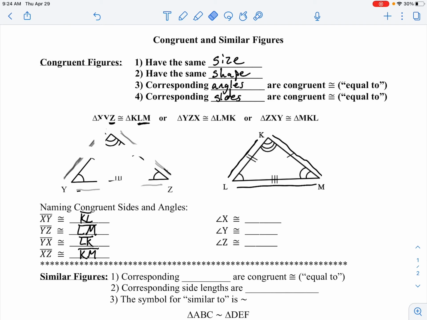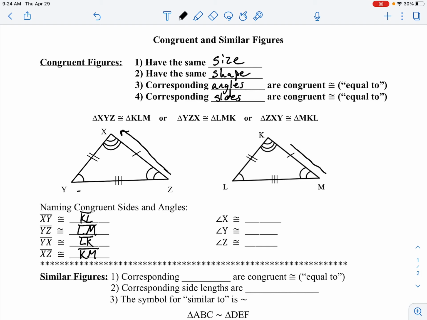Alright, so just remember that when you are saying what is congruent to what, you have to name it in the same order. So once again, if this was asking about side ZX going this way, then we would say that the congruent side is MK instead of KM. You want to go from the same point to the same point.